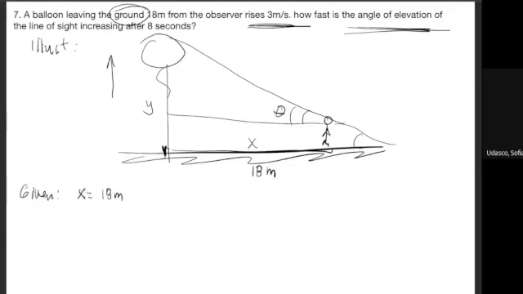What else is given? y is equal to 3 meters per second. Is that y variable? Not exactly. It is dh/dt, ma'am. But we're using y. What is it? It's dy/dt, 3 meters per second.